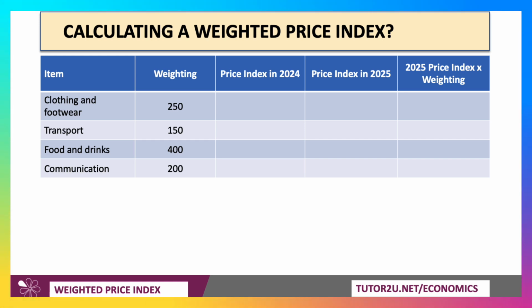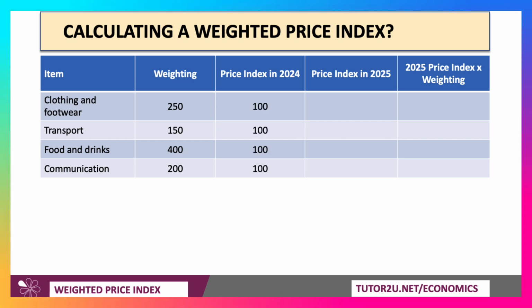Let's just work through a quick way to calculate a weighted price index. To keep things simple, I've just chosen 4 items: clothing and footwear, transport, food and drinks, and communication. Now, the weightings always have to add up to 100, or in this case, 1,000. And you can see that food and drink, in my simple estimation here, has the biggest weighting. So changes in the price of food and drinks will have a bigger impact on the overall inflation number.